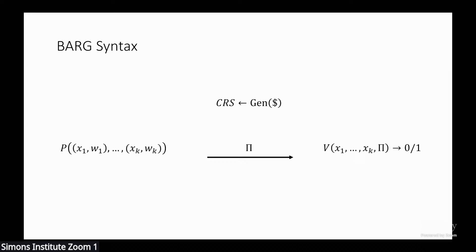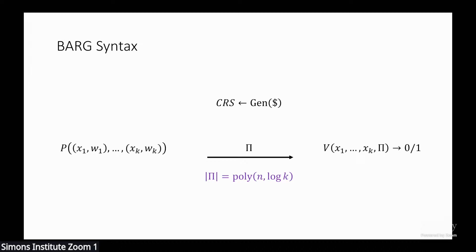Okay, so just so we're all on the same page, let me describe a little more precisely the syntax that we have for our BARGs. Again, we have a CRS. The CRS goes to the prover and the verifier. Now the prover takes as input a sequence of k NP statements, x1 through xk, together with their witnesses. So all the statements must be true. And it creates a proof. The verifier is also given the instances, x1 through xk, and the proof, and it can verify.